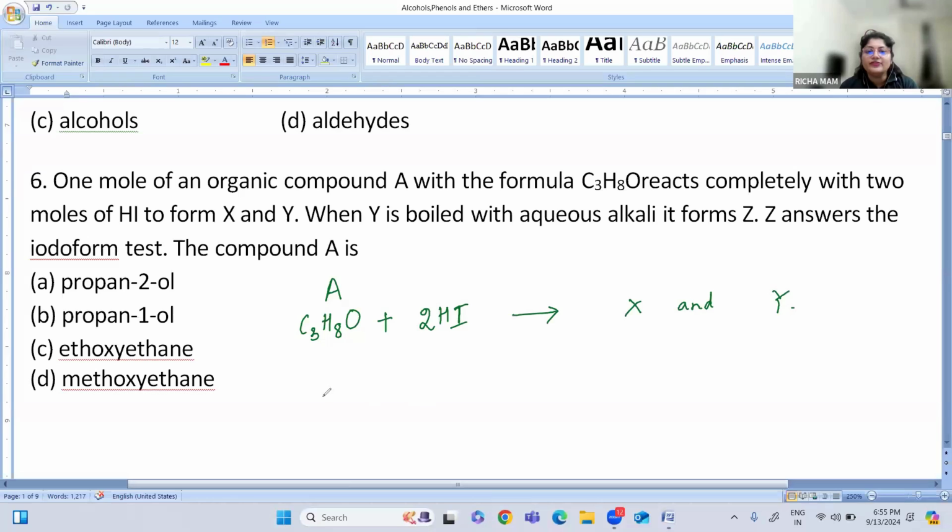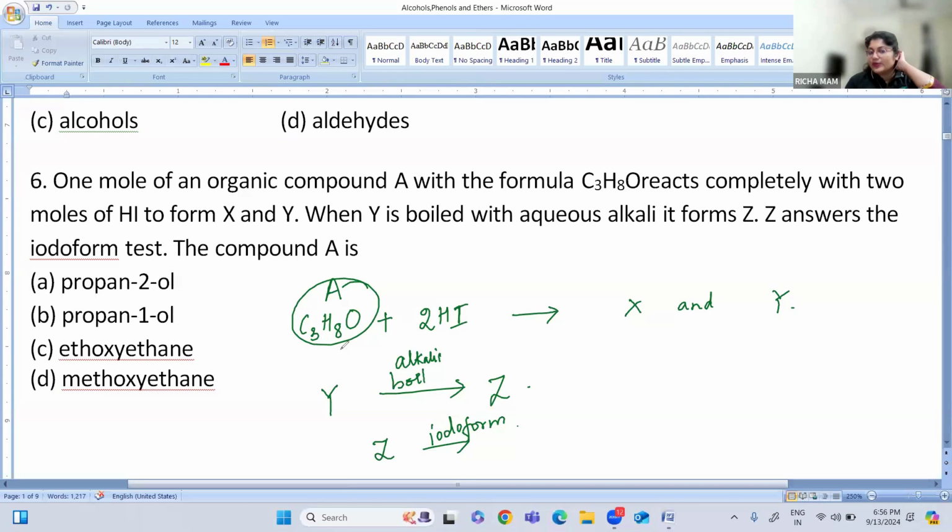Now, when Y is boiled with aqueous alkali, it forms Z. And Z answers the iodoform test. They have asked, what is A? So this is the question. So what is A?